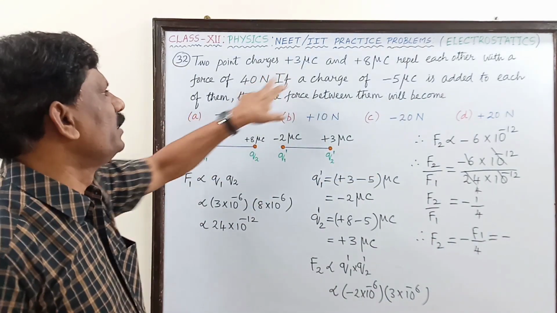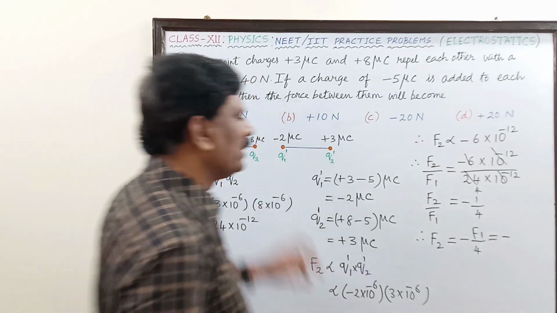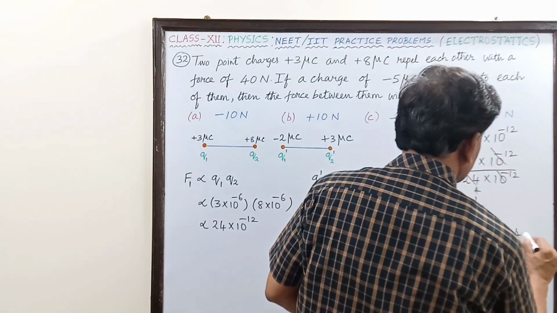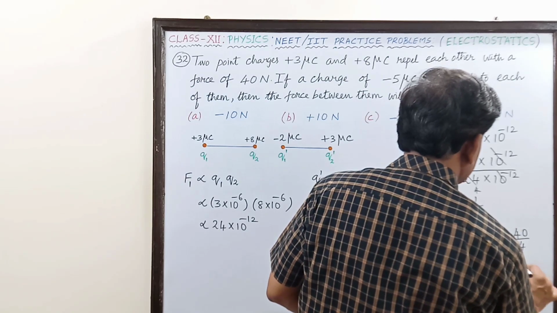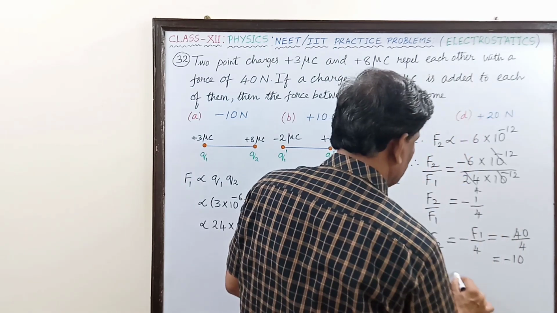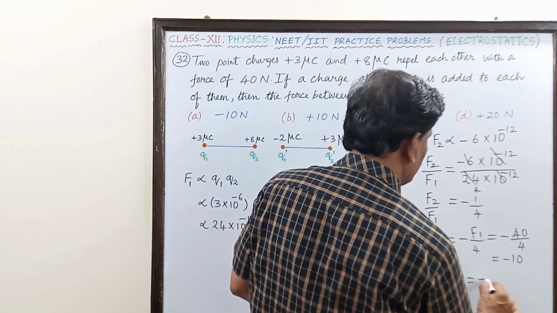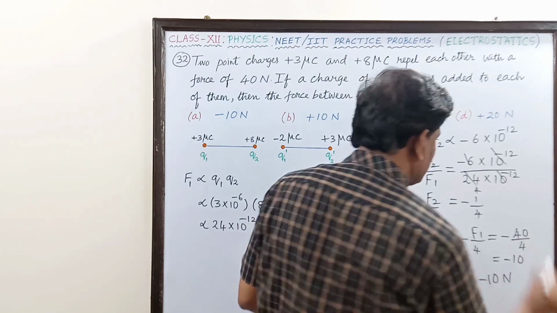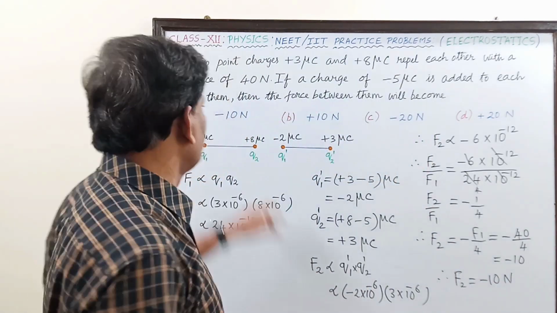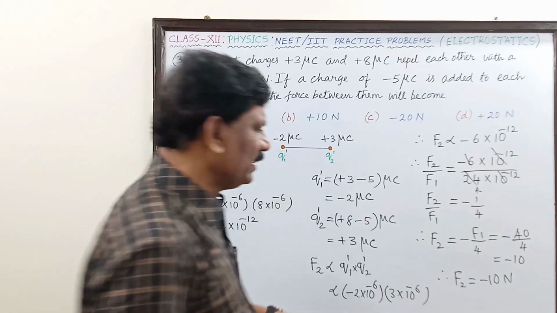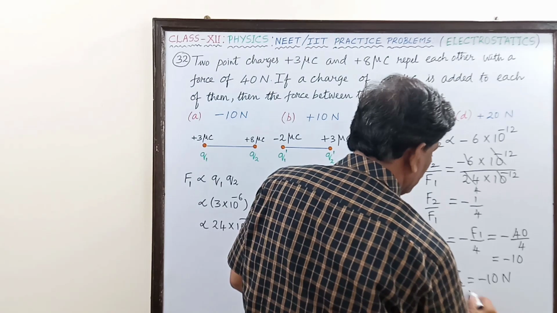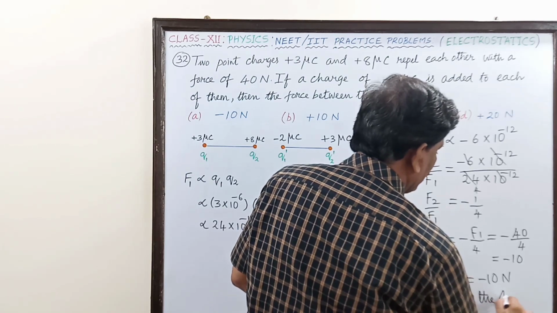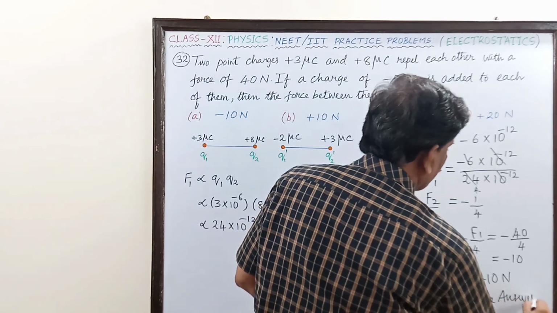The initial force between them is given as 40 Newton. So this is equal to minus 40 divided by 4, that is equal to minus 10. Therefore the new force F2 is equal to minus 10 Newton, which is the answer. So which of the options? Option A itself is the correct answer.